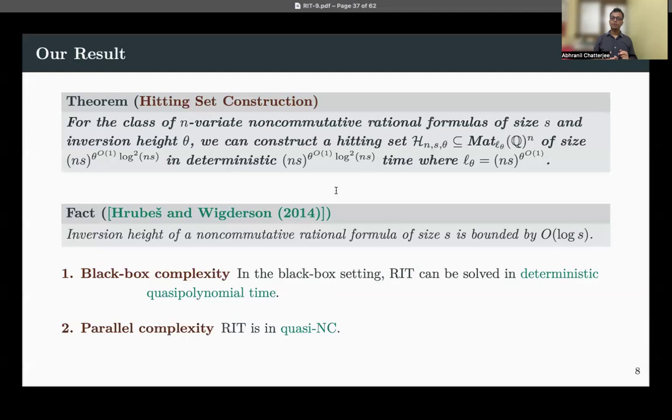Also, we improve the parallel complexity and we show that the rational identity testing problem is in quasi-NC. Here we also use the observation that a rational formula on a polynomial matrix substitution can be evaluated in NC.